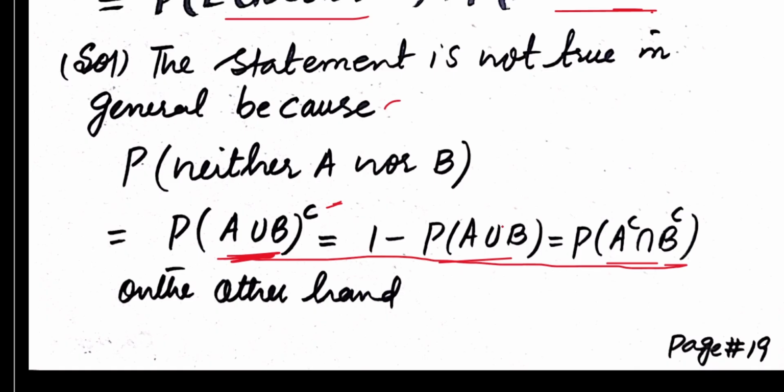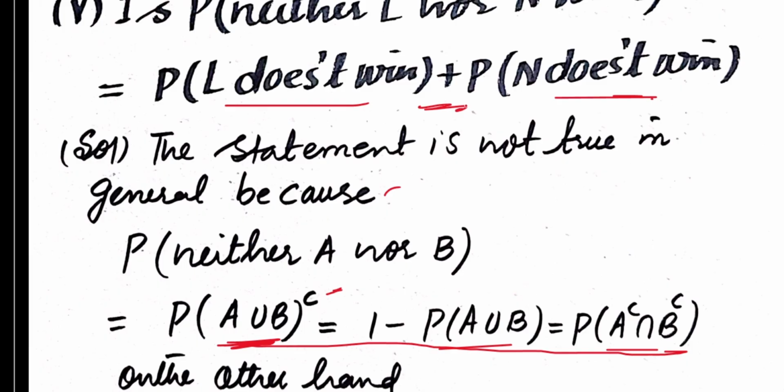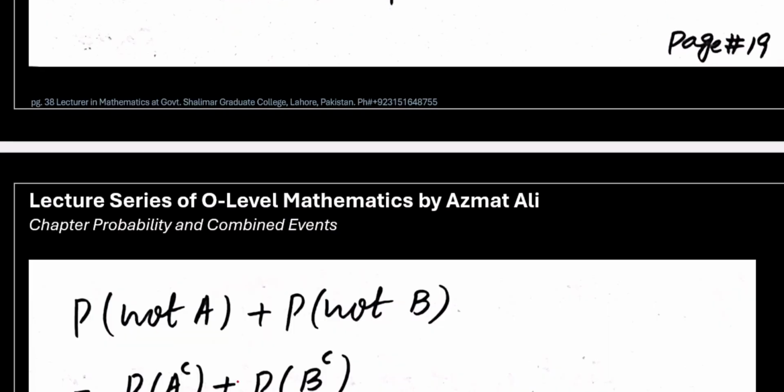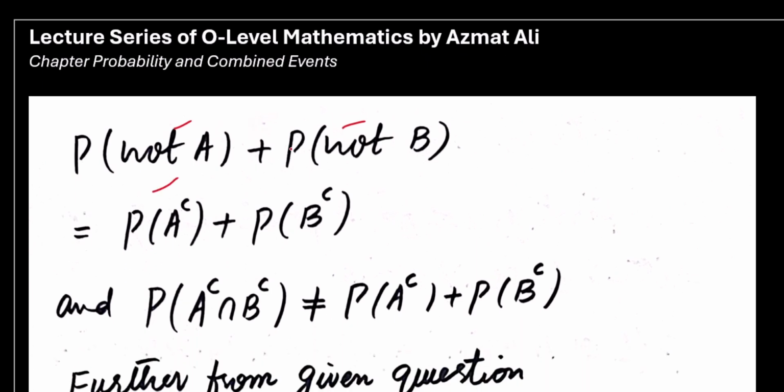On the other hand, what about the right hand side? Probability of not A, not B means simply probability of not A, meaning probability of A complement, not B meaning probability of B complement. On the left hand side, this was probability of A complement intersection B complement, and the right hand side is probability of A complement plus probability of B complement. This cannot be equal in any case.